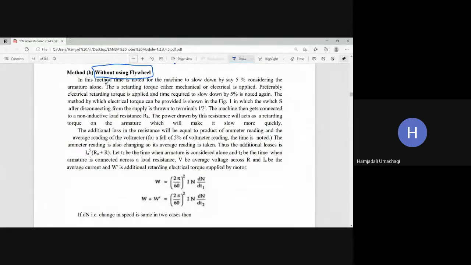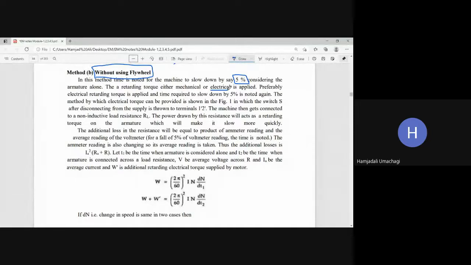The first case, consider only the armature. It has been disconnected from the power supply. Because of that, its speed has been slowed down by 5%. Speed has been decreased by 5% by disconnecting the motor from the power supply. Then the armature speed has been reduced by 5% from the initial speed. Then a retarding torque, either mechanical or electrical, is applied. So usually it is an electrical retarding torque.